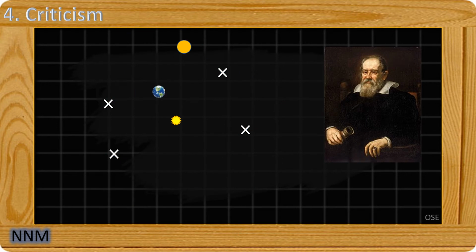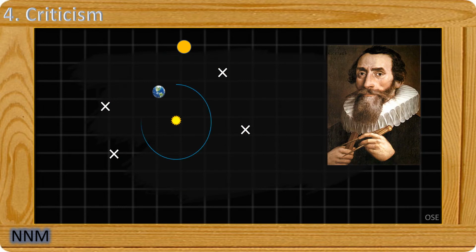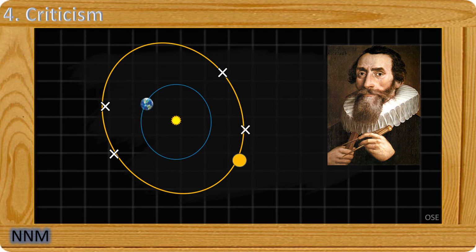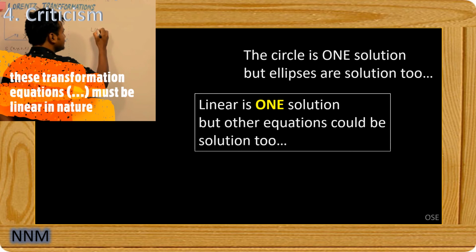Galileo Galilei had the same problem. He wanted to demonstrate that the planets revolved around the Sun, okay, but with a circular orbit. As this worked more or less well, it was necessary to add epicycles. And Kepler found another solution, ellipses. Linear is one solution, but other nonlinear equations could be solutions too.